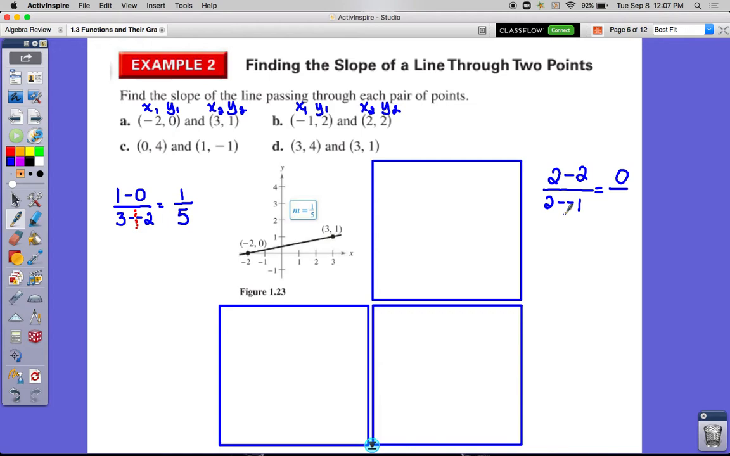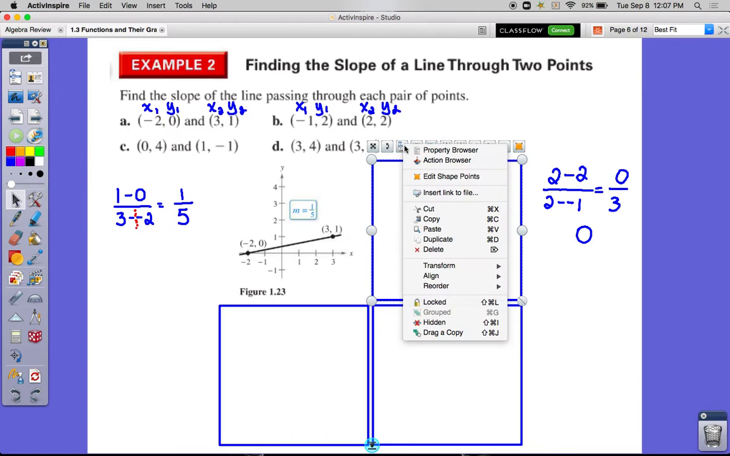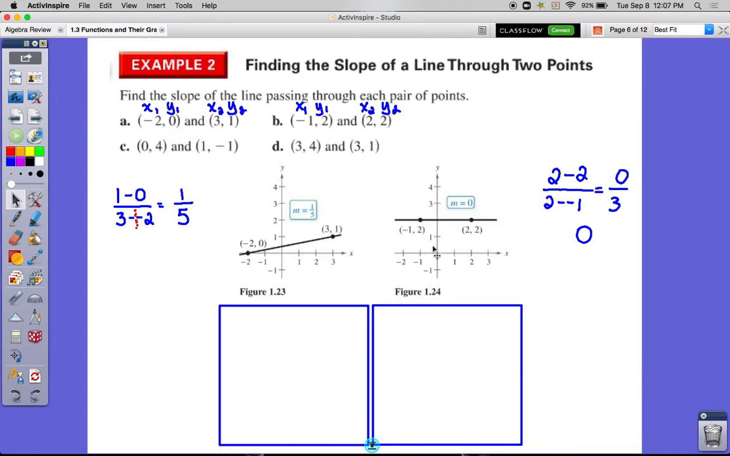2 plus 1, 3. And what's 0 divided by 3? 0. So what does that one look like? As we expected, a horizontal line. There is a dead giveaway for this one.